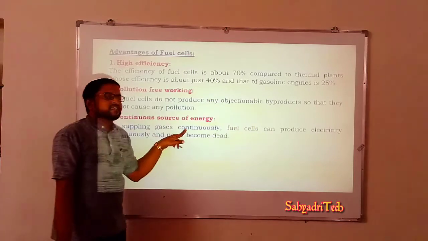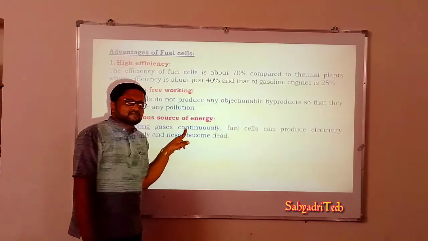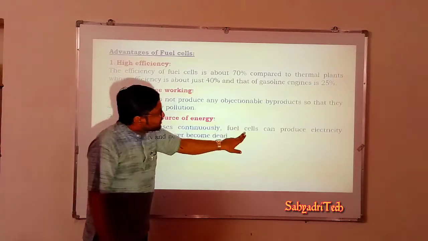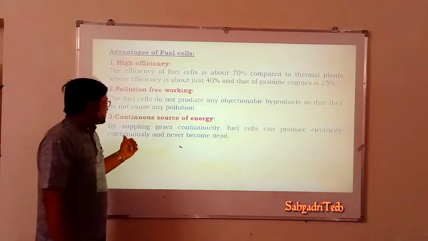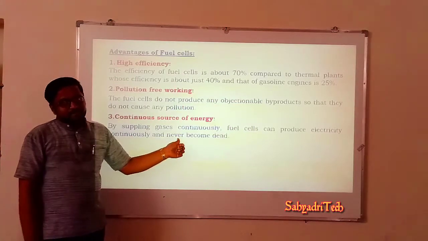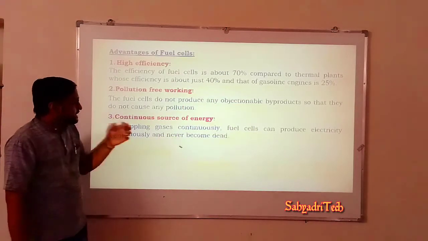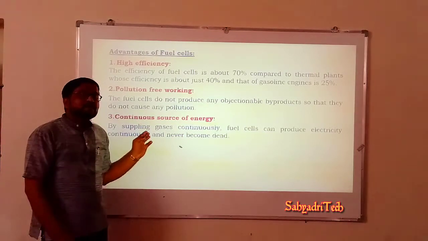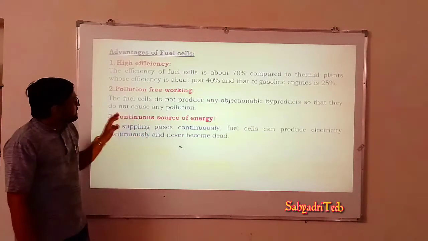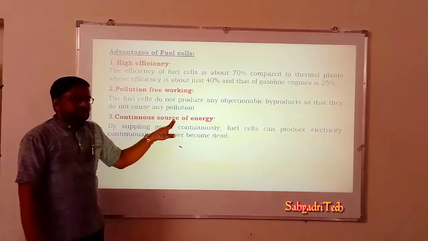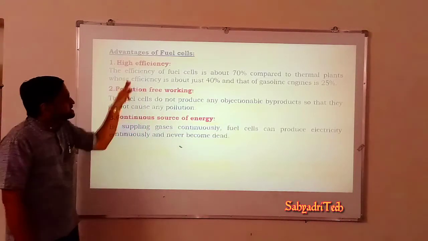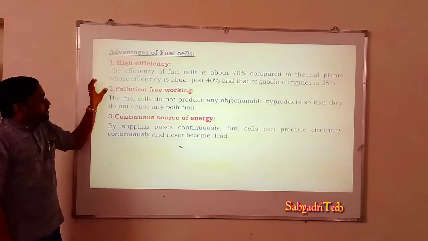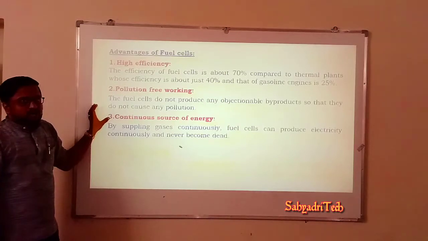Since oxygen gas and hydrogen gas are available in nature, if these gases are supplied continuously, what happens? Fuel cells can produce electricity continuously and never become dead. If you supply gases continuously, they work continuously so that electricity is produced continuously. Therefore, we say they can be used as a continuous source of energy. So these are the three major advantages of fuel cells: high efficiency, pollution free working, continuous source of energy.